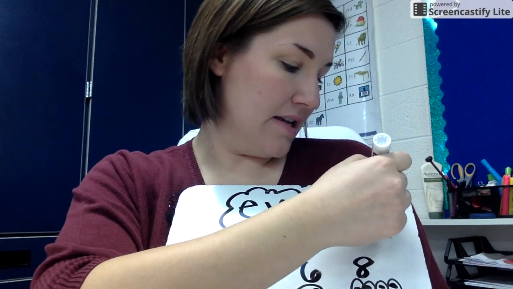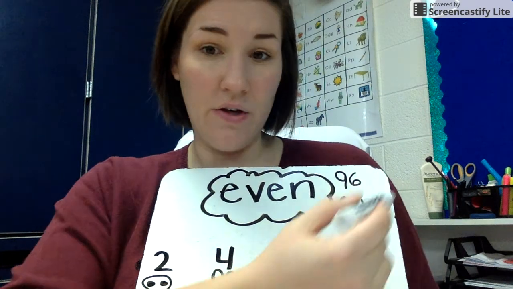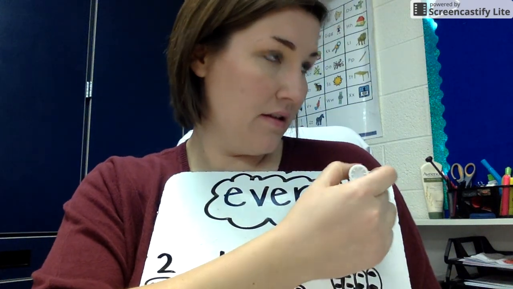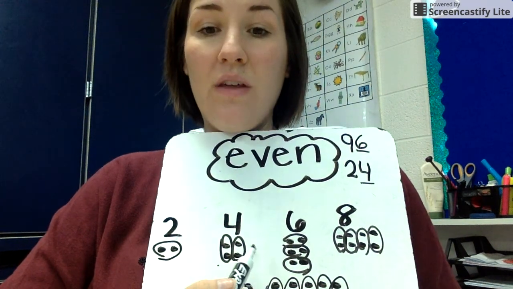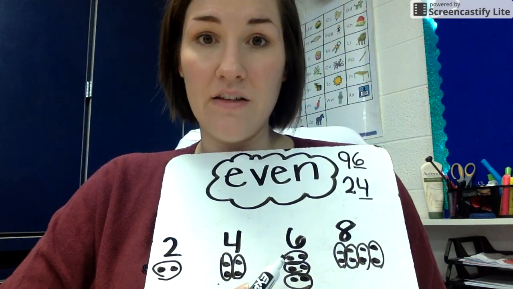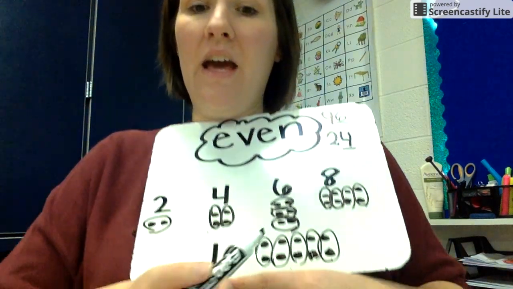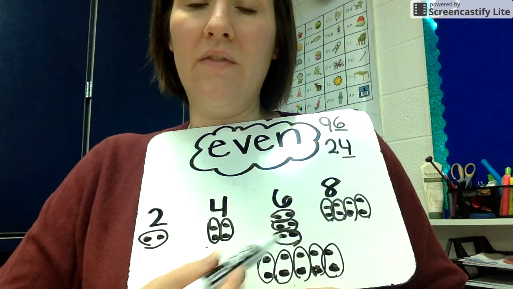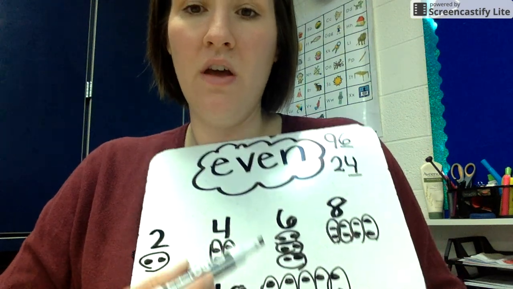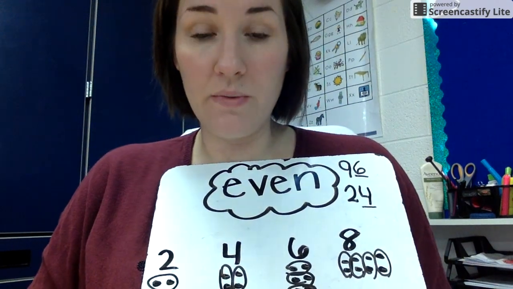So another example of that might be 96. So all I have to do is look at the ones place, and the ones place is a 6. I know that 6 can be divided into groups of 2 evenly, so 96 is going to be an even number, even though 9 is not. But it's not 9, it's 90. And we know that groups of 10 are going to be evenly divided or even numbers. So if it ends in an even number, it's going to be even. If the ones place is an even number, it's an even number.